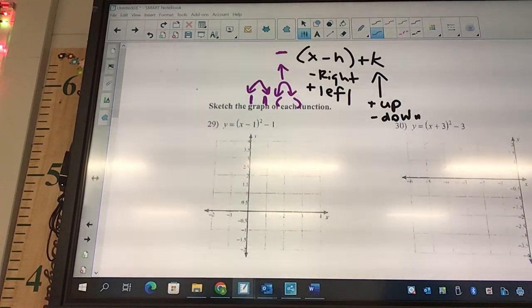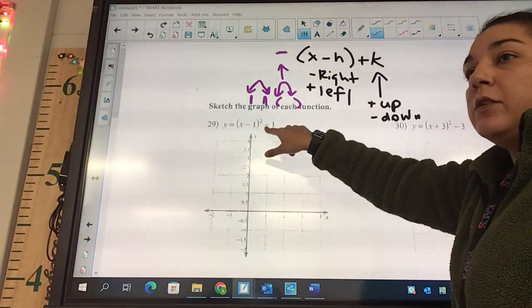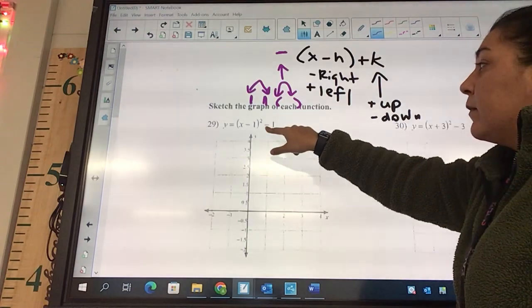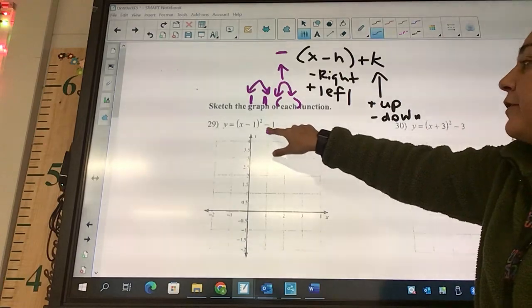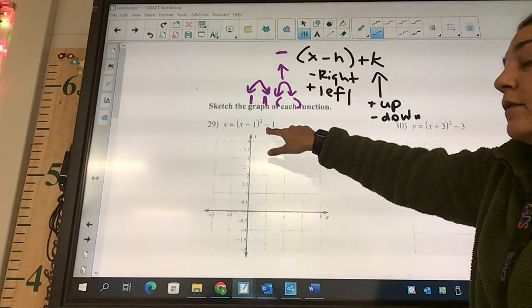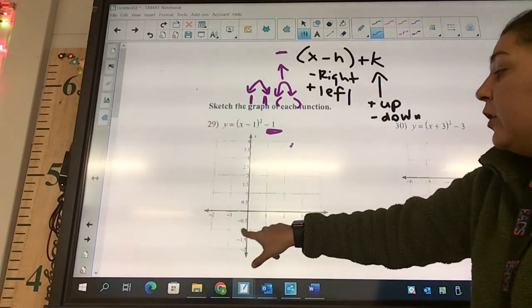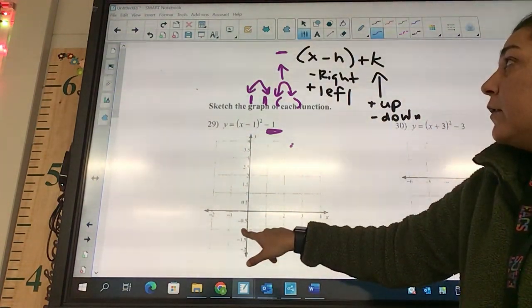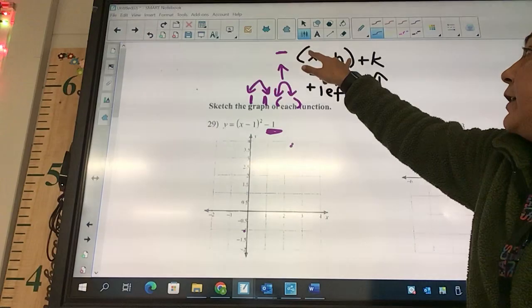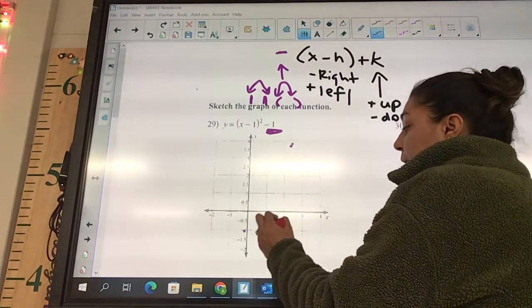Okay? So, if we look at number 29, we start on the outside and work our way in. Okay, so what does a minus 1 do? Well, no, like, what does it do? So, we're on the outside, and it's a minus. Well, what's a minus say? We go down 1. Okay, what does a minus 1 on the inside do? We're right here on the inside. Goes right 1. So here's where our graph is going to start.